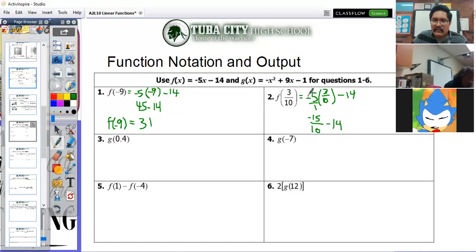minus 14. So don't forget the negative here. So that number is still going to be negative. And 15 over 10, if you have a calculator, that just comes out to 1.5. So 1.5, and that's negative 1.5, is going to be negative 1.5 minus 14, so that's going to be negative 15.5.